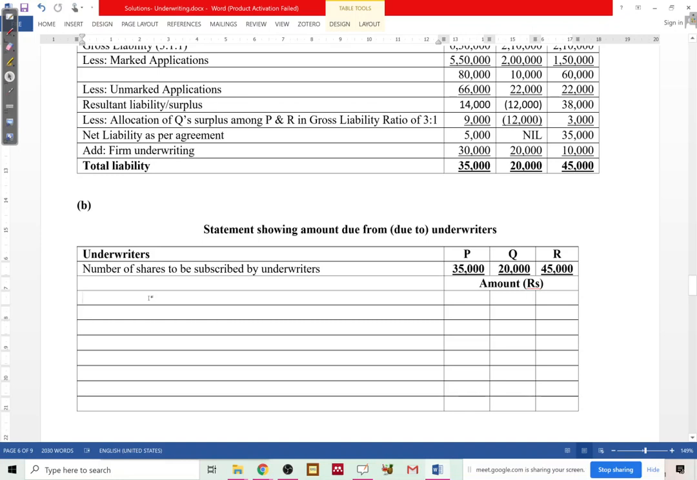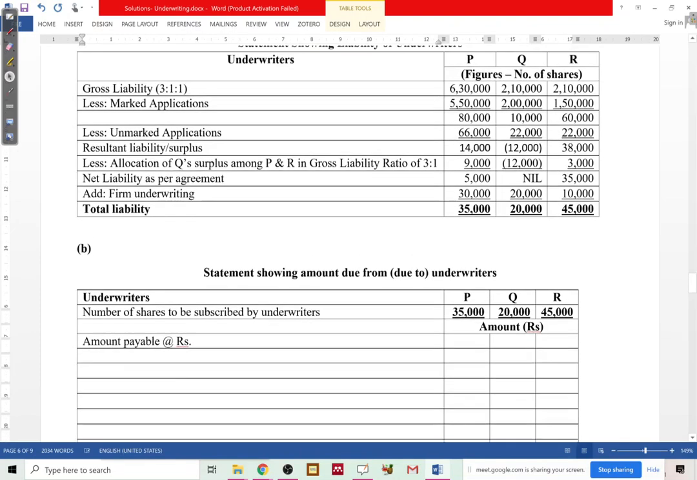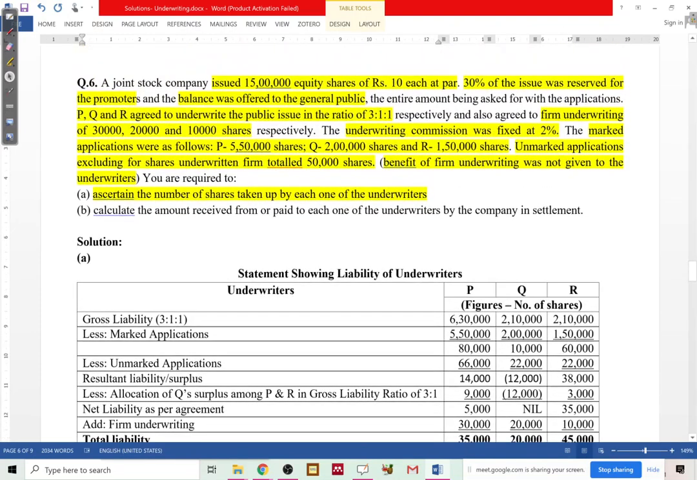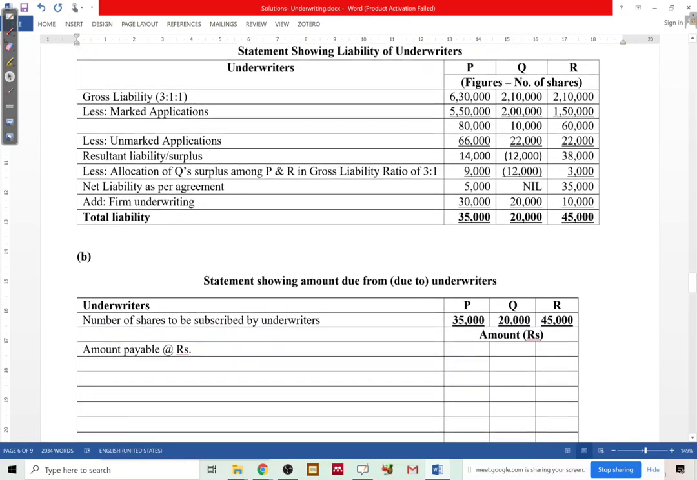So how much will they pay for these shares which they are taking? Let's calculate the amount payable at rupees. How much will they pay for all these shares which they have agreed to take? For that, let's look at the question. The question says these shares were issued at rupees 10 each at par. So face value is rupees 10 and they were also issued at rupees 10, at par, correct? So the issue price, the price at which these underwriters will take the shares, is rupees 10.